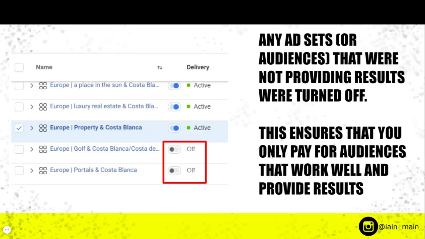This is the great thing with Facebook and Instagram advertising. Not like a billboard ad where you're fixed in and if it's not working, it doesn't matter. You still have it there and you have to pay for it. You can turn it off if needed. There's no fixed time that this ad needs to be running. You can have it running for 6 months. You can have it running for 6 hours. It doesn't really matter. This ensures that you only pay for audiences that work well and provide results.